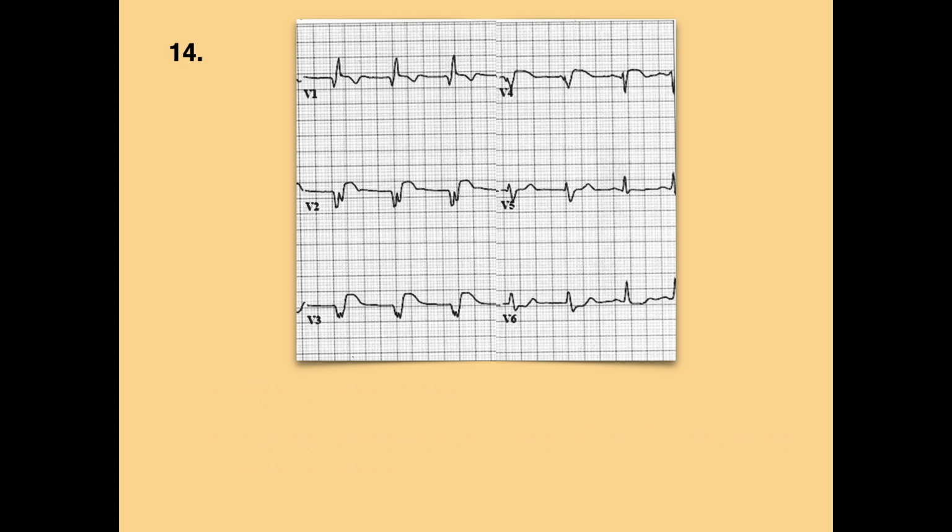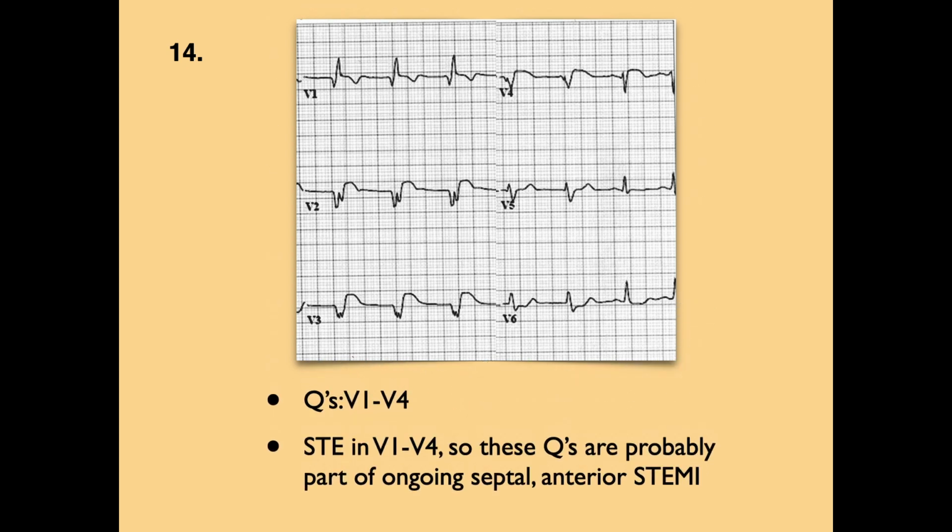Okay, so summarize that by telling me where you see the Q waves. I see them in V1, V2, and V3. So do you think they're associated with old stuff or acute stuff? Acute, since we have the ST elevation as well. Absolutely. So it's Qs in V1 through V4. I disagree with V4. That should be changed to V3. Okay. ST elevation. So these Qs are probably part of an ongoing septal anterior STEMI.